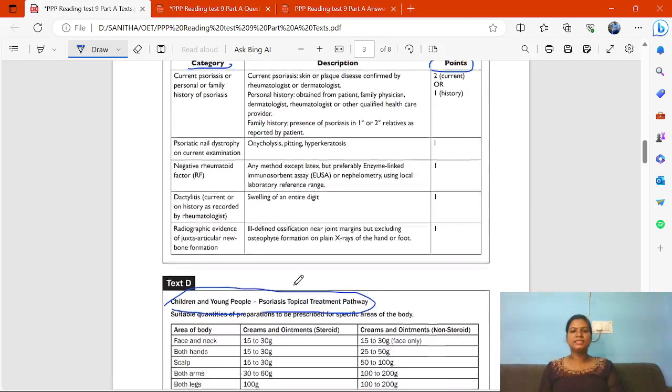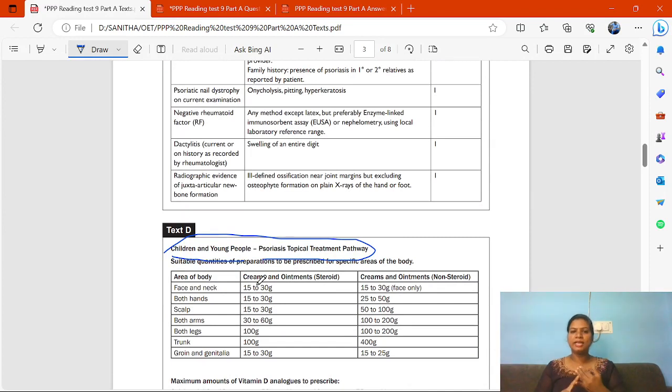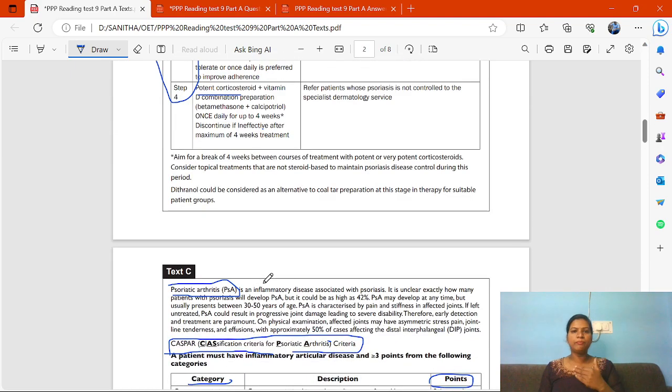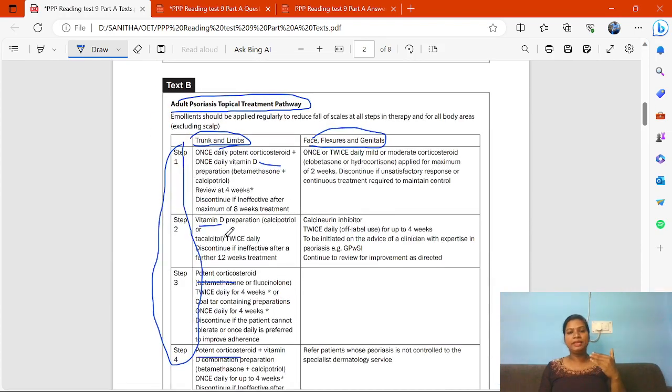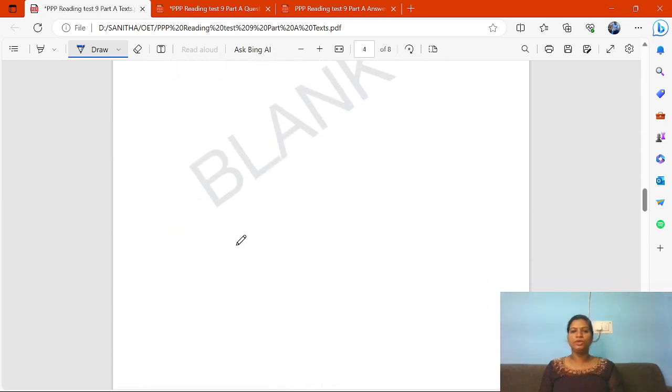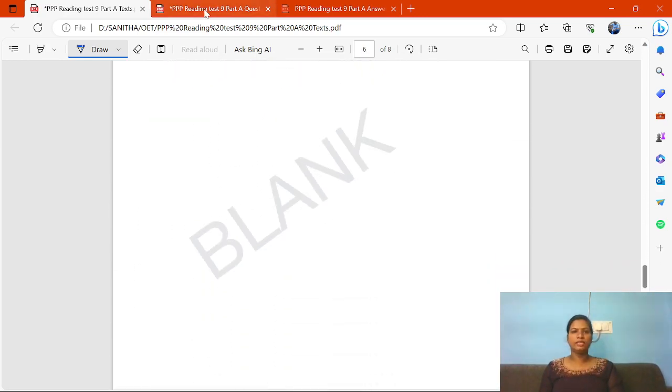Test D is saying about the children and young people's psoriatic treatment pathway. So two tests are saying about the treatment, Test B and Test D. Are you getting my point? Test B and Test D are talking about treatment.